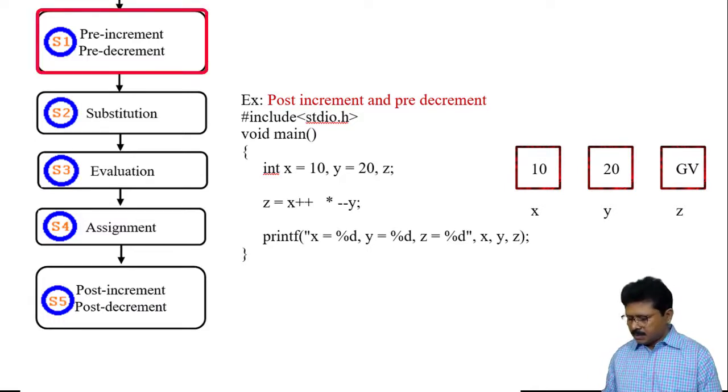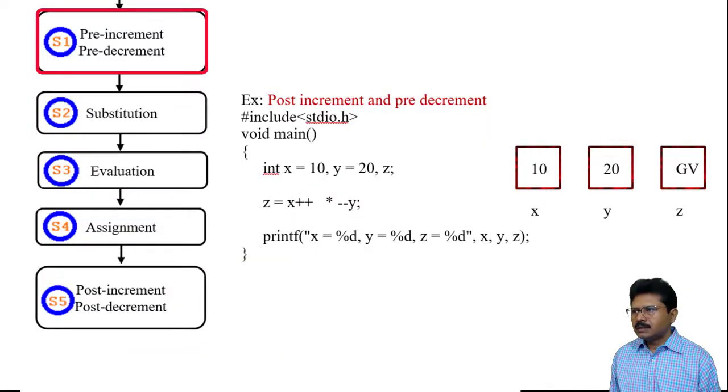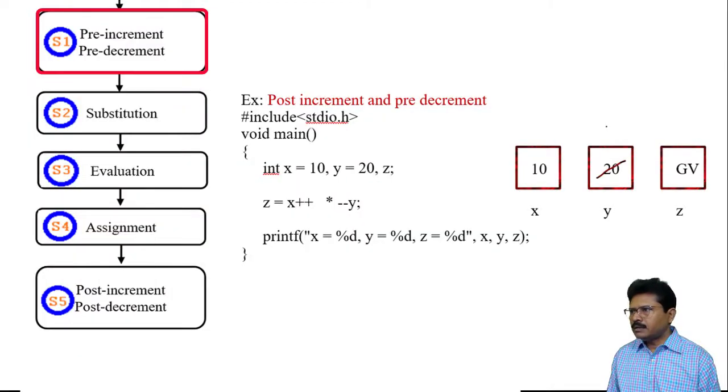First of all, in this instruction it will check, is there any pre-increment or pre-decrement? Yes, this is one pre-decrement. So the value of y will be decremented by 1. So here this will be 19. No other pre-increment or pre-decrement.